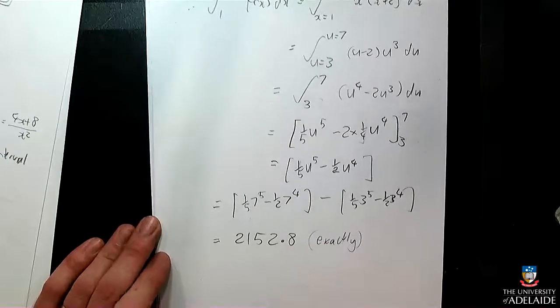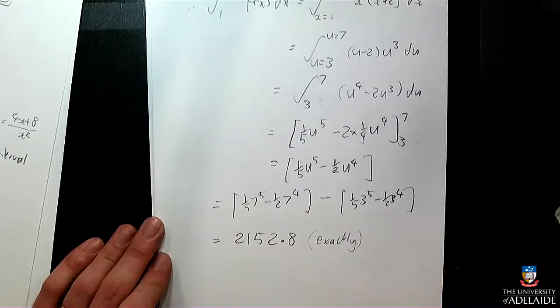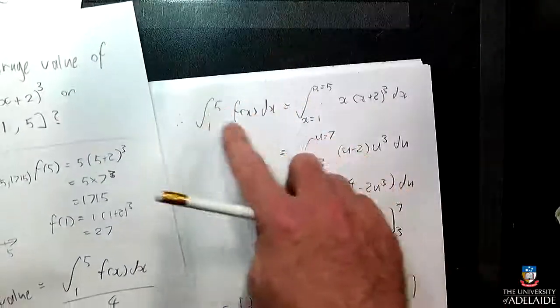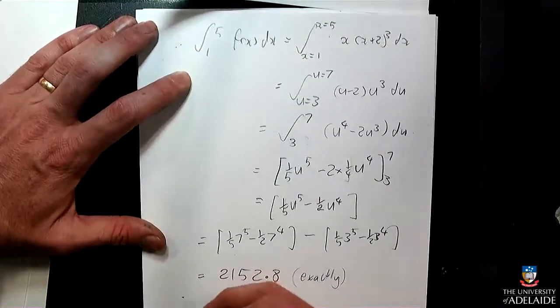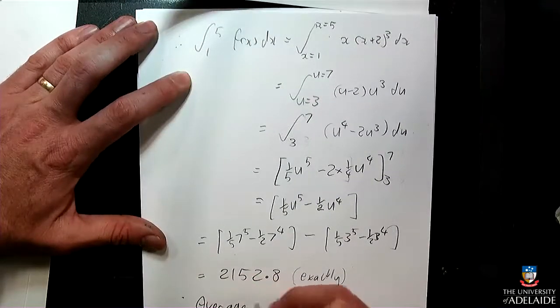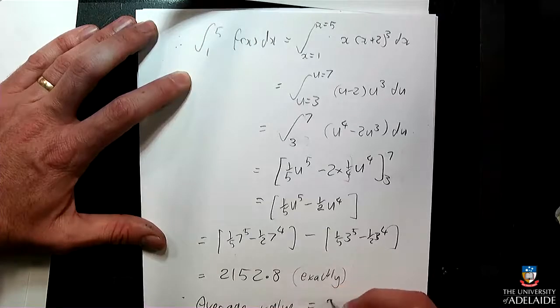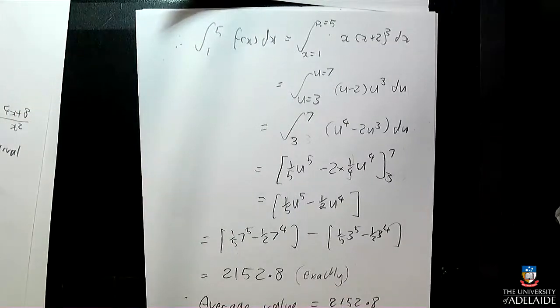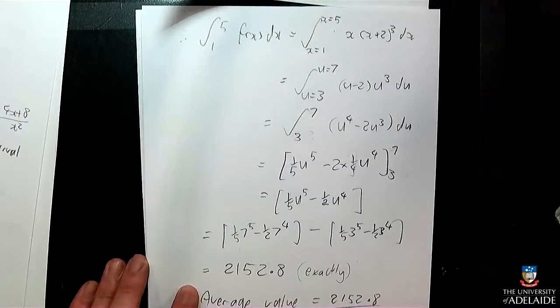Okay. And so what were we calculating here? We were calculating what this integral was, and that integral is in this bit. So I need to sub that back in. Therefore the average value is 2152.8 over 4, which is 538.2 exactly.